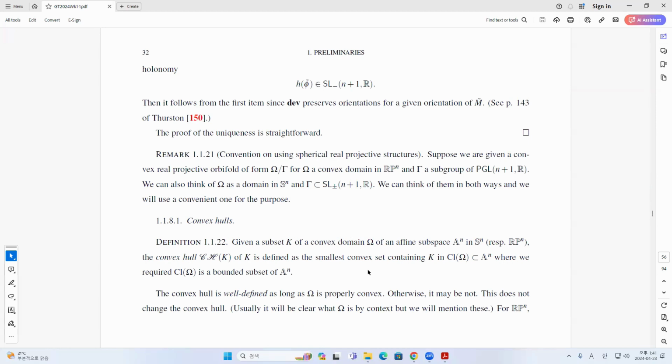If you have any convex domain and a subset, then you can always define a convex hull inside. This is the smallest convex subset containing this set. As long as omega is properly convex, it is well defined, but if not, then it might not be.